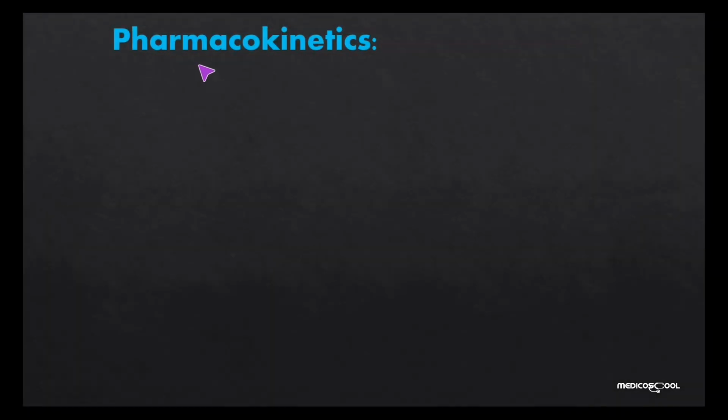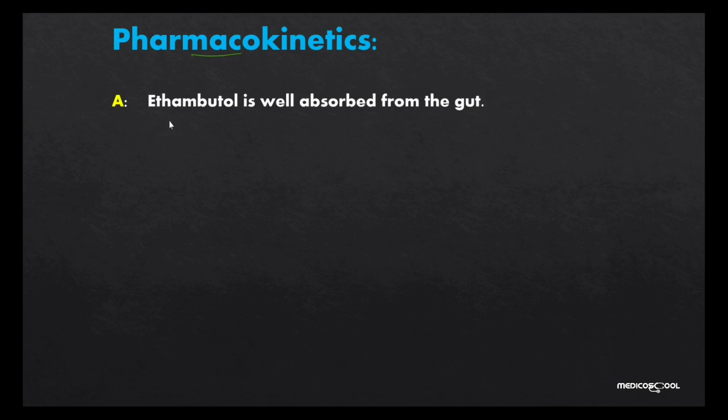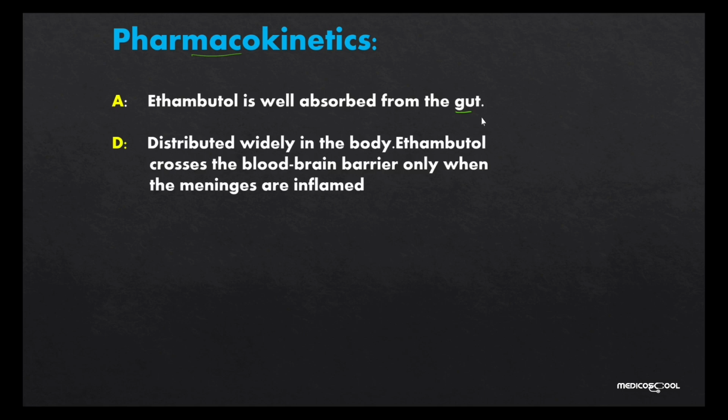Now coming towards the pharmacokinetics. First of all, it is well absorbed from the gut. After oral administration, it is distributed widely in the body, and ethambutol can cross the blood-brain barrier only when the meninges are inflamed. In normal cases, when there is no meningitis or inflammation, ethambutol cannot cross the blood-brain barrier.